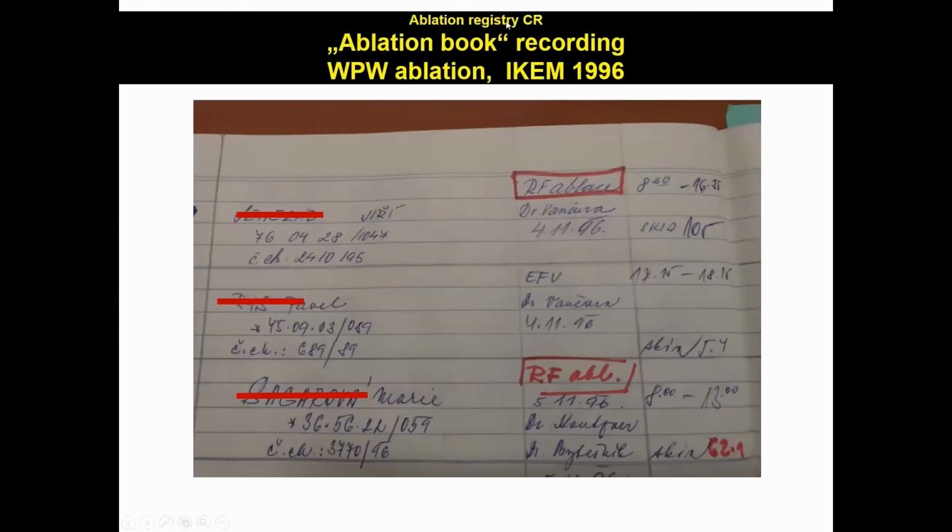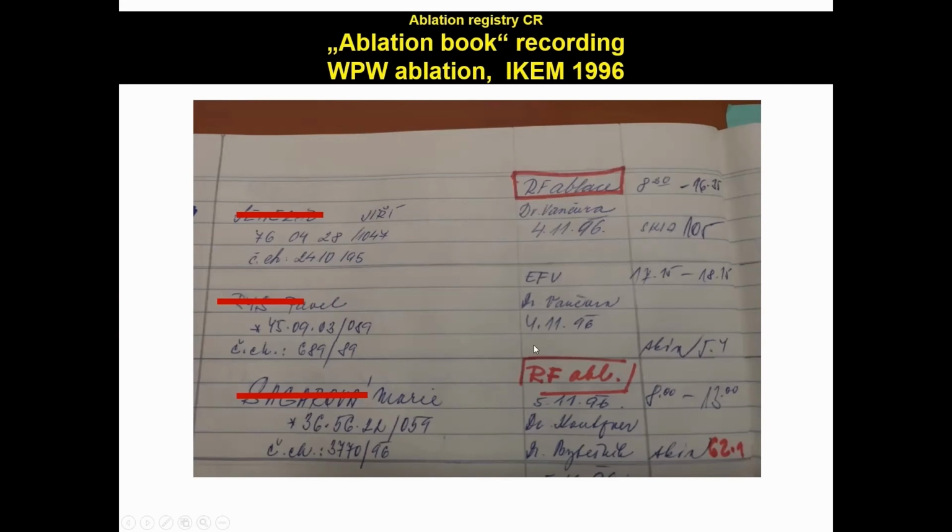This is an original recording of the so-called ablation book from '96. You can see this ablation of an accessory pathway in this patient, November '96. It lasted almost 8 hours, or even more than 8 hours. And X-ray time, 100 minutes.